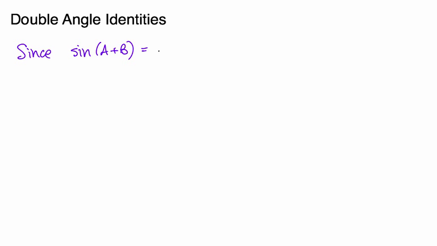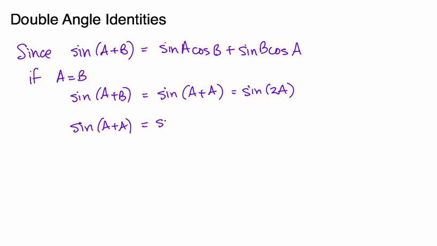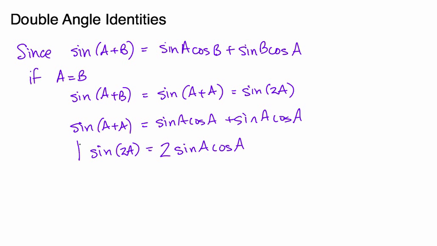Since sine A plus B is equal to sine A times cos B plus sine B times cos A, if we make A and B the same, what we're then asking is, what is A plus A, or sine double the angle A, worth? Well, all we have to do is substitute in A for both A and B, and so sine A plus A would be equal to sine A cos A and sine A cos A. These are exactly the same terms, so I have two sine A cos A's. That's what sine doubling the angle will be worth, and that's the first of our double angle identities.